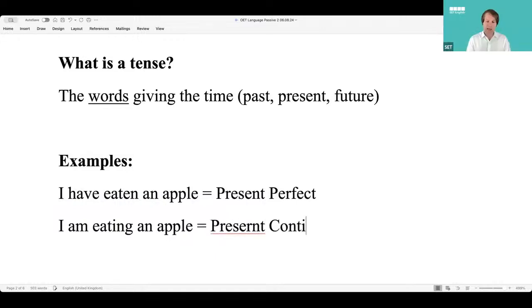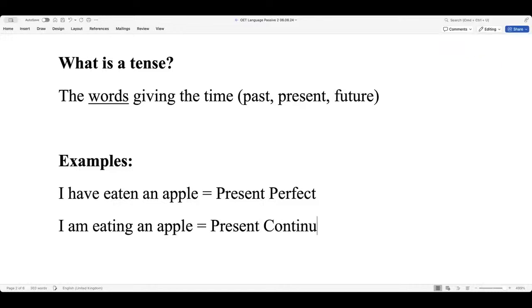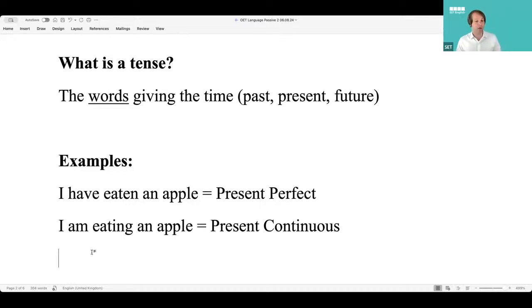Okay. So this is a tense, and this is important actually for passive. Present continuous. There's many. Carmen, do you remember how many tenses there are? 12. There are 12 in total. Okay, now passive. We're not studying tenses, we're studying passive.